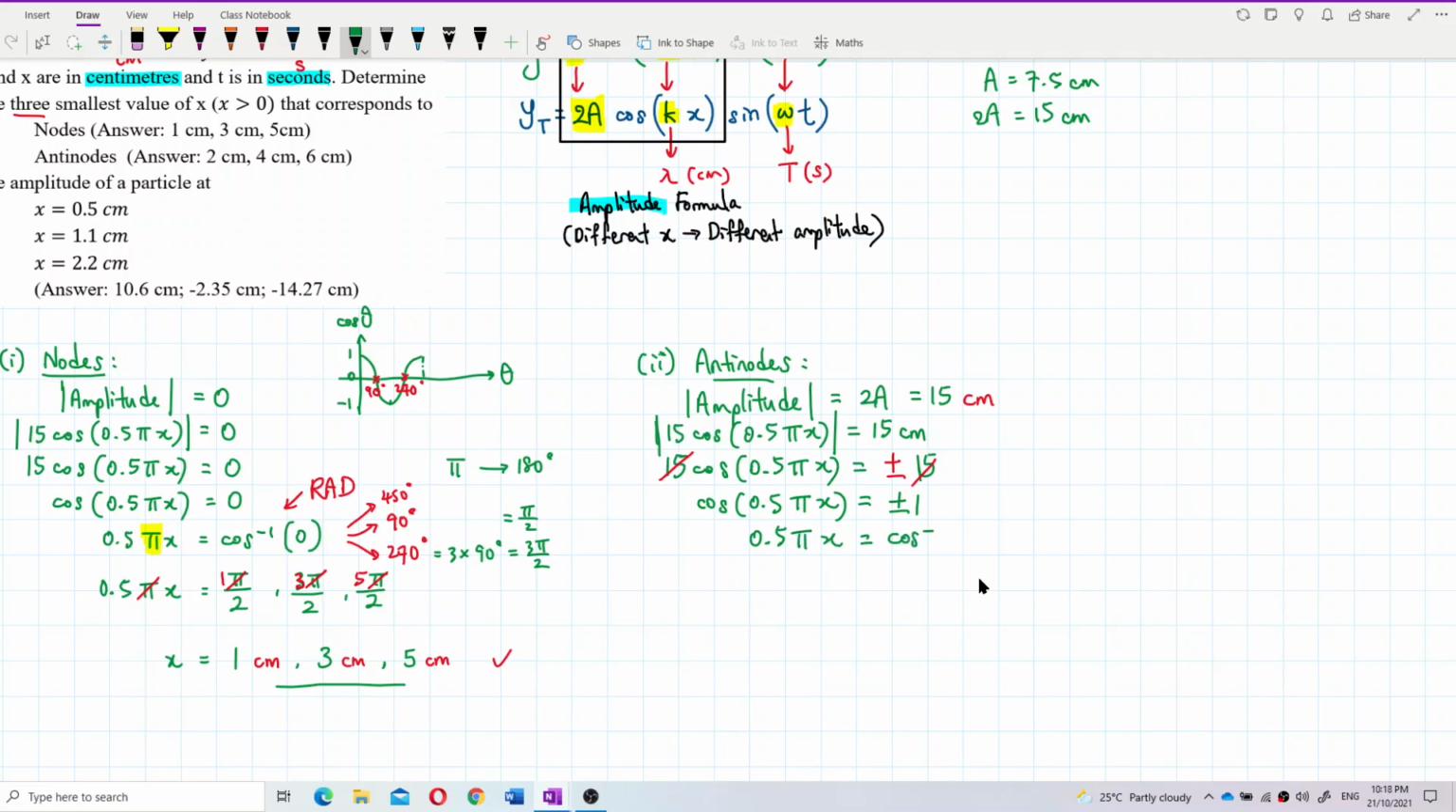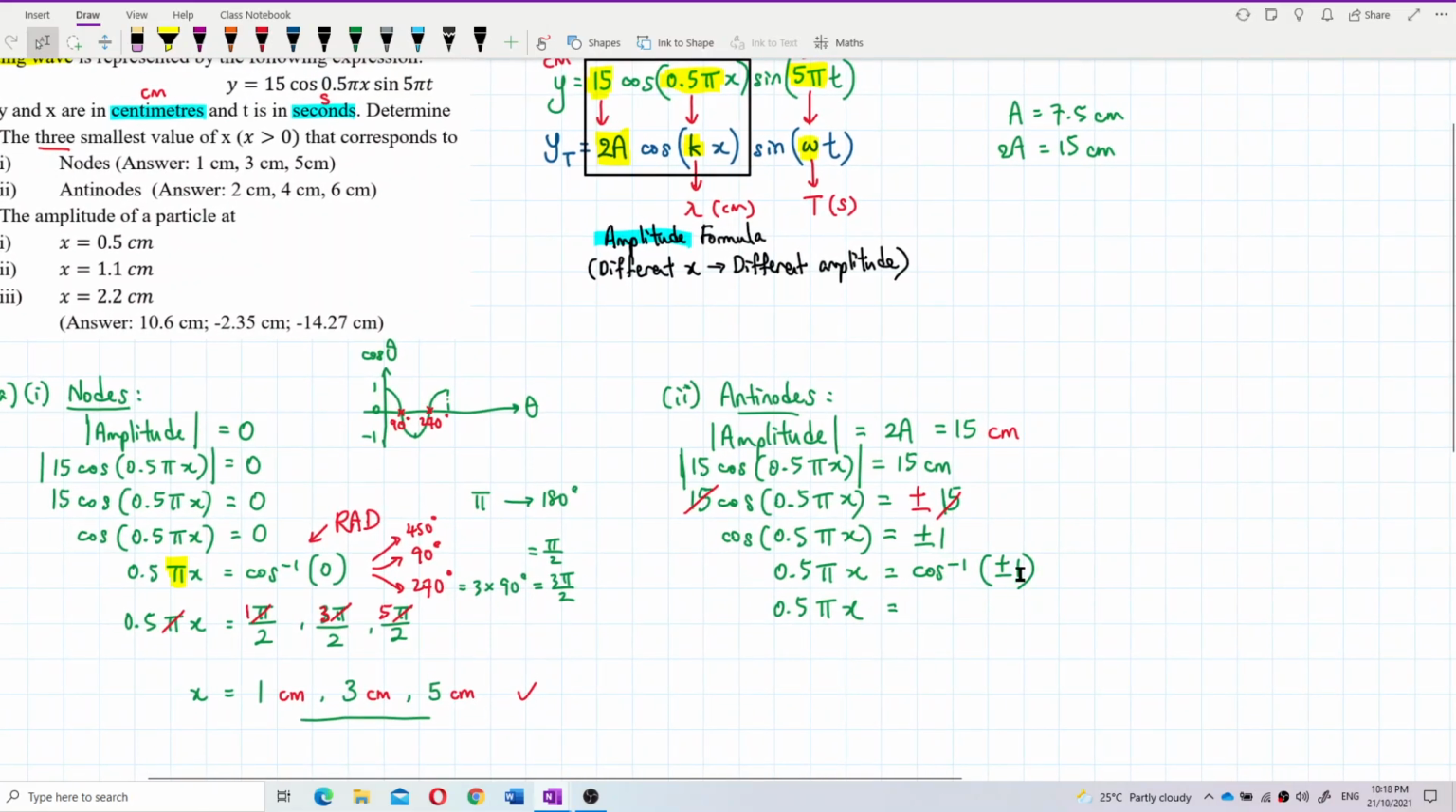Okay, anti-cosine. This one, positive and negative 1. That means you have anti-cosine of positive 1 and also anti-cosine of negative 1. So what do you get? You must have 3 values of this, because x must have 3 smallest values. So anti-cos of positive 1 or anti-cos of negative 1, what do you get? Remember also there must be radian. This one you must set your calculator in radian.